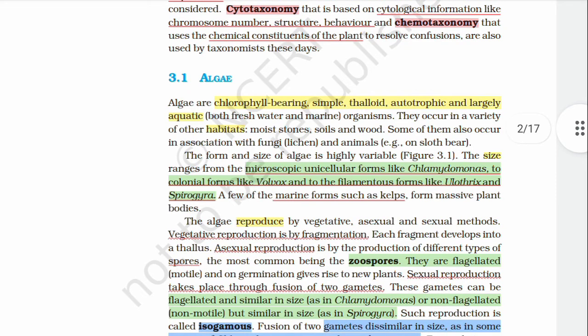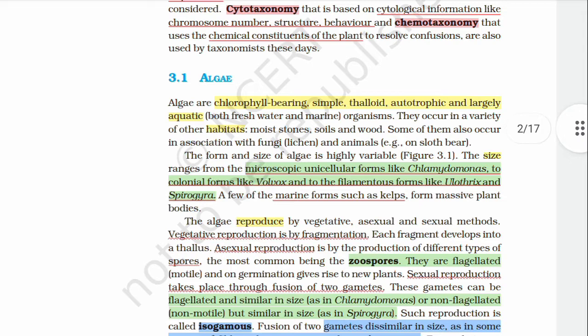Next, the size of algae ranges from unicellular to multicellular. So the unicellular alga is Chlamydomonas, the colonial form is Volvox, and filamentous forms are like Ulothrix and Spirogyra. So in algae, we have unicellular to multicellular, that may be colonial, that may be filamentous. Marine forms such as kelps form a massive plant body. So kelp is a marine form and it is of great size.